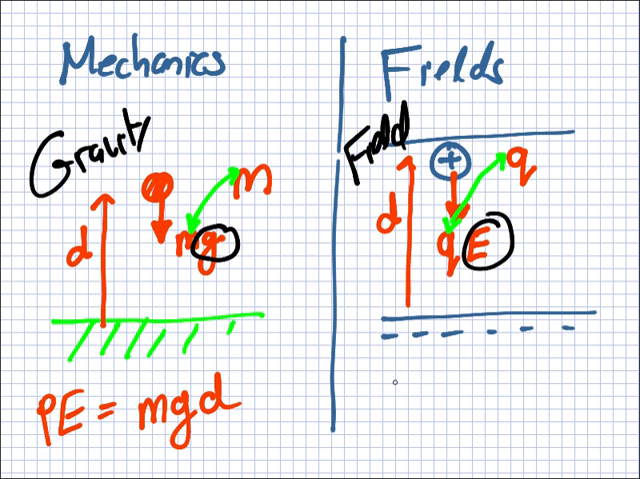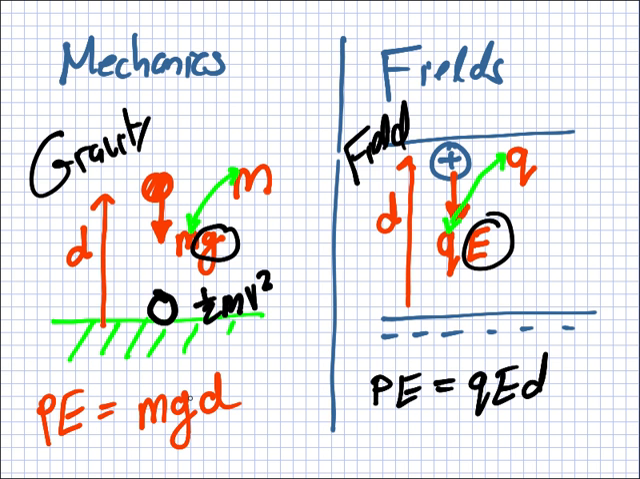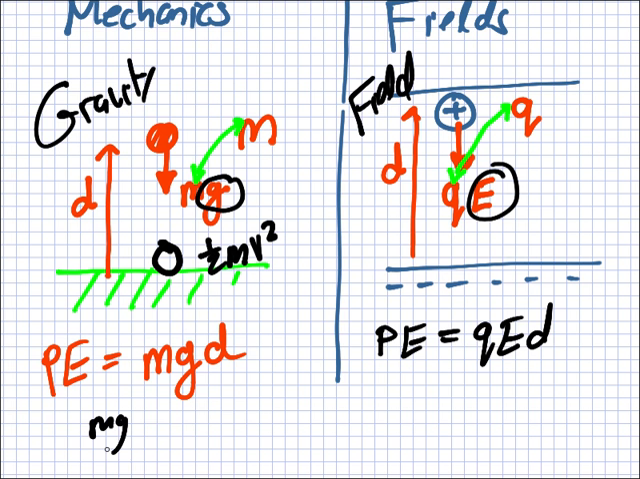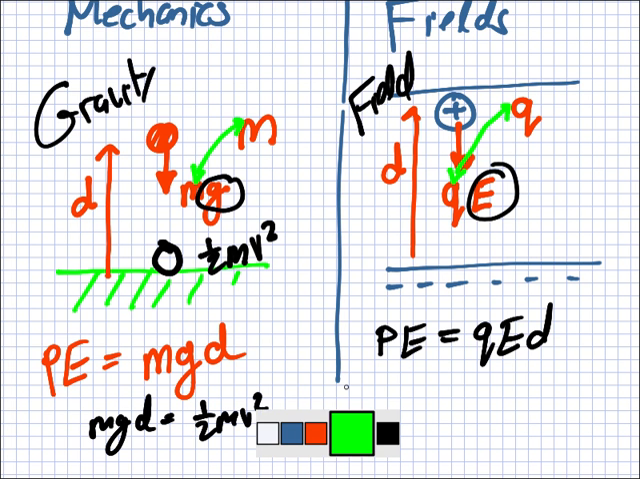So if we were to try and figure out what the potential energy is by comparing it to the mechanics picture, what would it be? Yep, very good. So this charged particle has a potential energy, and it's equal to QED. Now wait, just before I go on, when I get to the end here, this has kinetic energy. What's the kinetic energy? A half mv squared. And we can say that mgd equals a half mv squared.